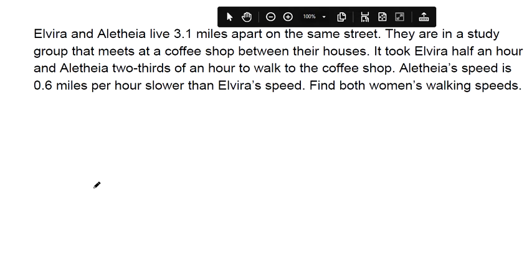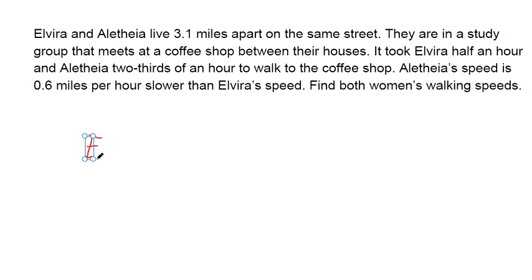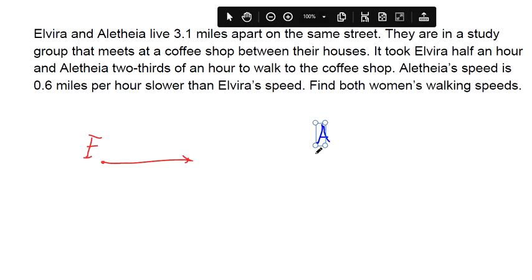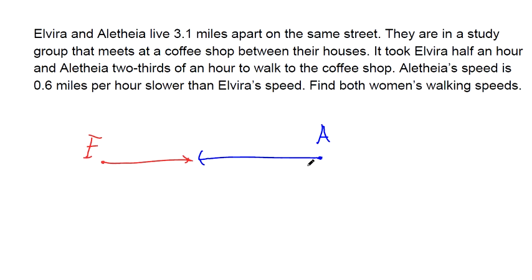They're in a study group that meets at a coffee shop between their houses. So I think I know what we're getting set up for. The first person's house, they're going to do some traveling. And the second person's house, let's make it a different color, because we have the technology to do that. The second person, they're traveling towards each other to meet up at this coffee shop. And it might be that the red line is supposed to be longer. We don't know that yet. We know they're traveling towards each other.